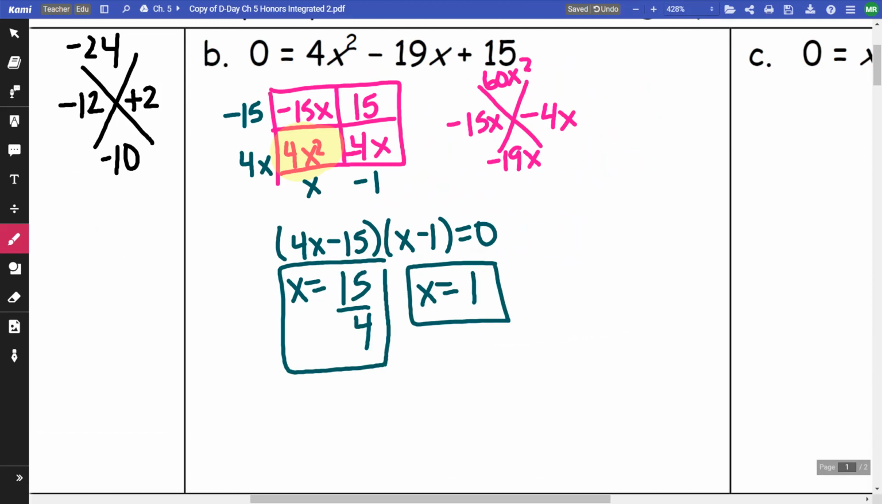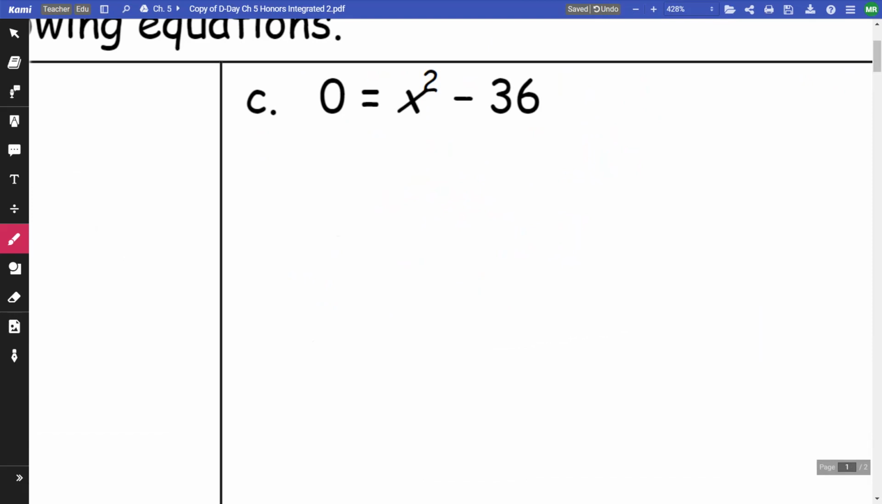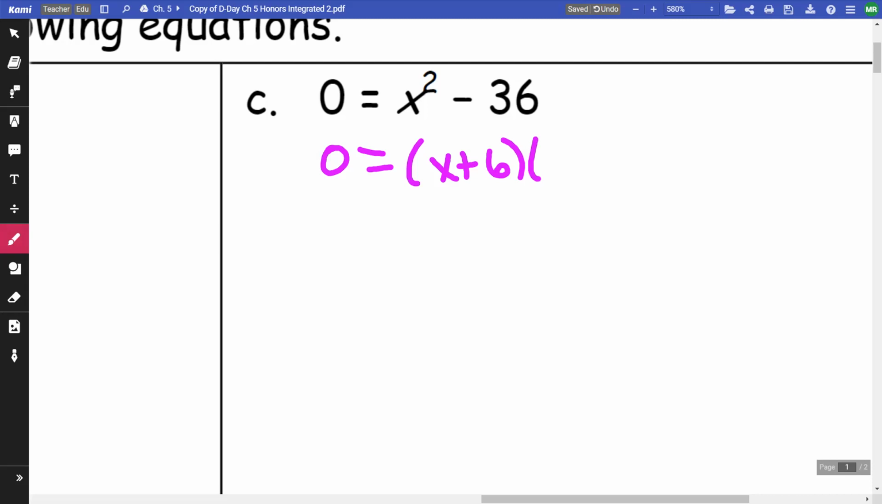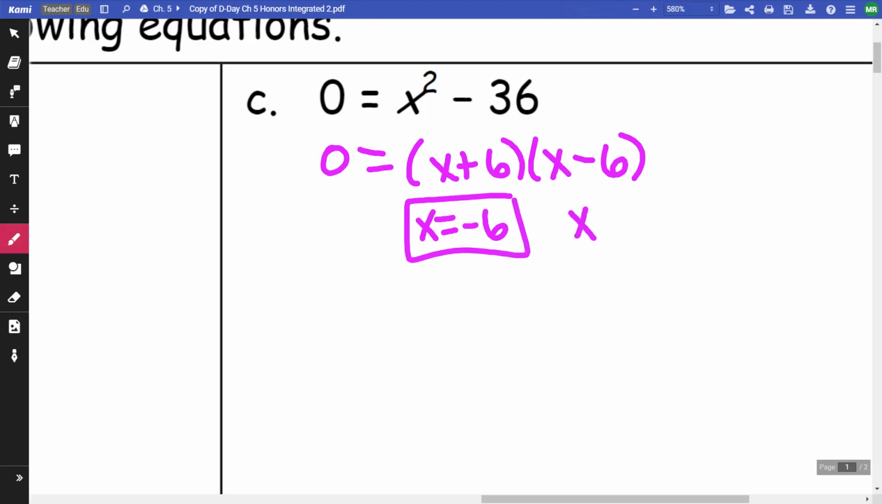On letter C, this one's actually a difference of 2 squares. So this is going to be x plus 6, x minus 6. So I'm going to get x equal negative 6. And I'm going to get x is equal to positive 6.